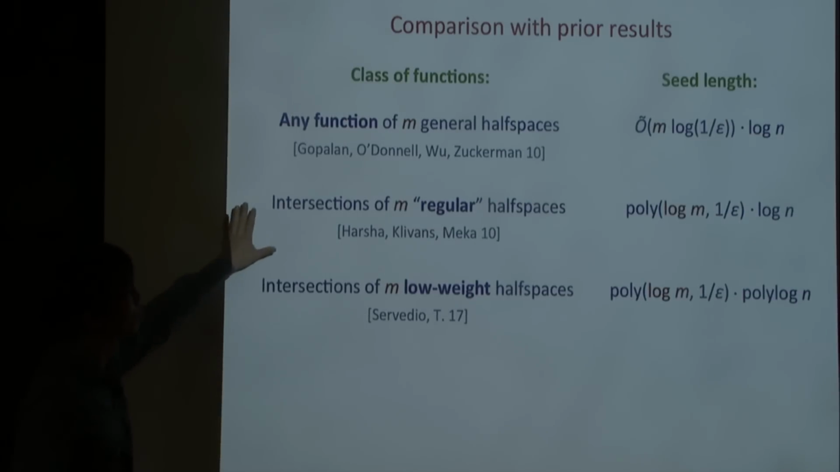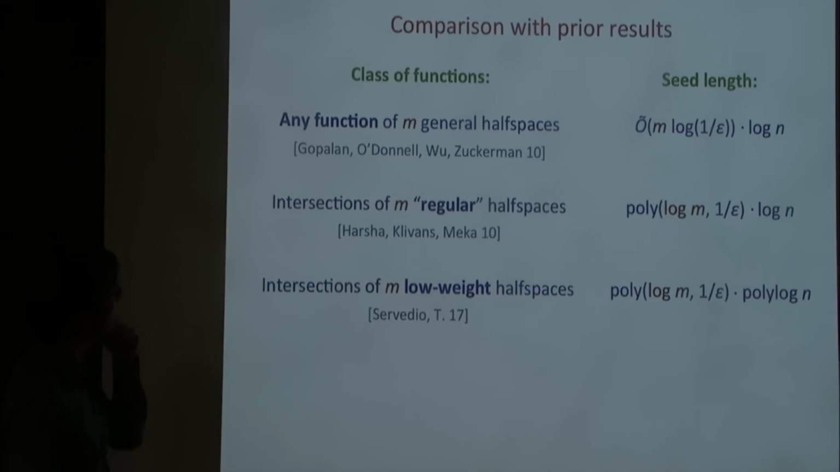A really nice paper, which we built a lot on, with a lot of cool machinery that we leverage, is a paper of Harsha, Klivans, and Meka, who fooled intersections of m special half spaces, so-called regular half spaces. This will be a very important notion for us. I'll define it shortly. Roughly speaking, it's a half space where no weight is too dominant. So all the weights are roughly spread out.